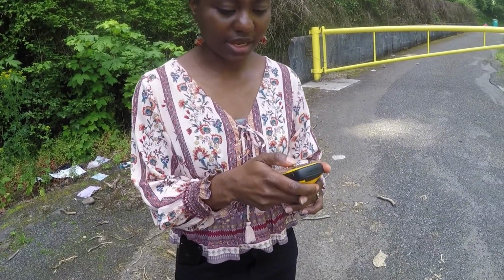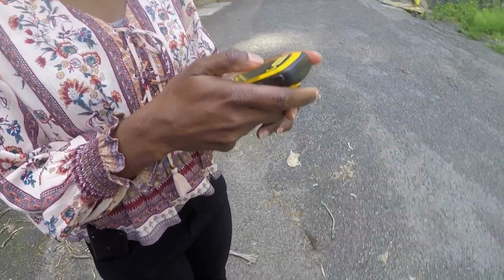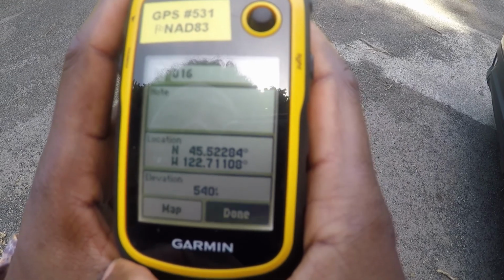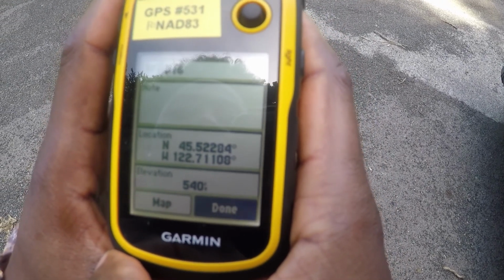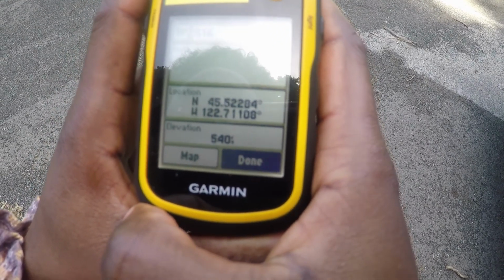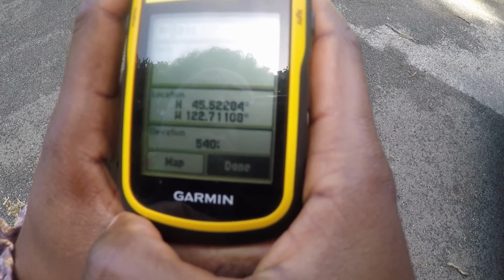All right, so let's get our GPS coordinates at this location. It's 45 degrees north and minus 122.7 degrees west.